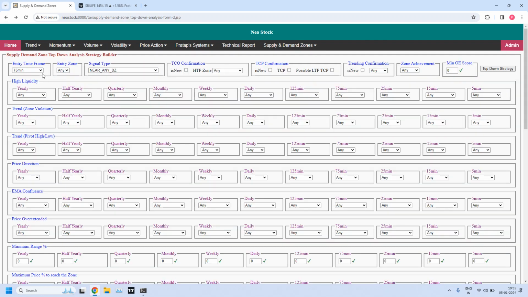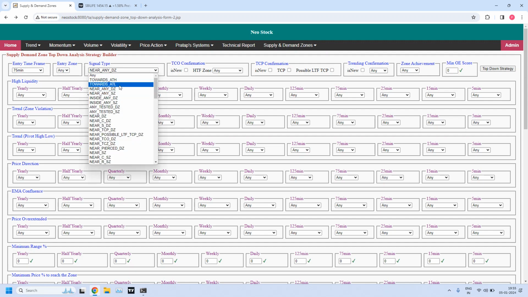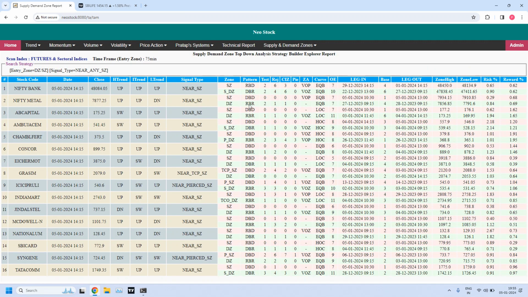So let's go back. For 75 minutes time frame, let us find the stocks near 75 minutes supply zone. 16 stocks are filtered. Let us identify the high liquidity supply zones from this list. Grasim is there, already tested 2 times and 4 rejections. That's it, only one high liquidity supply zone.